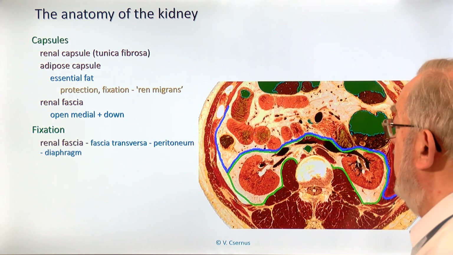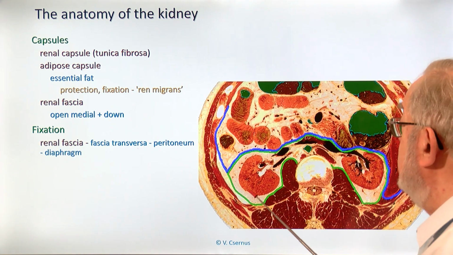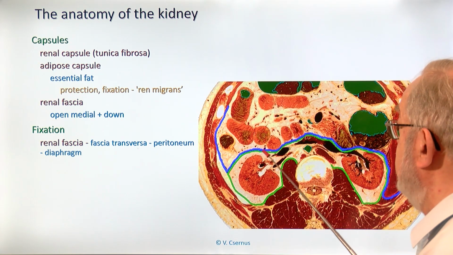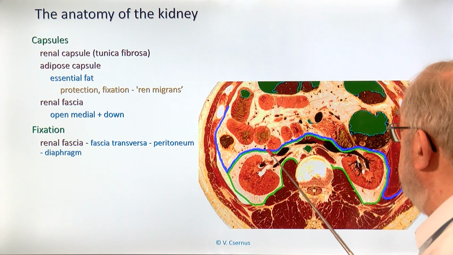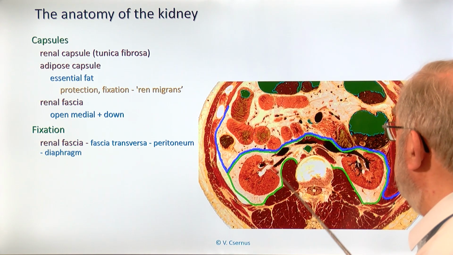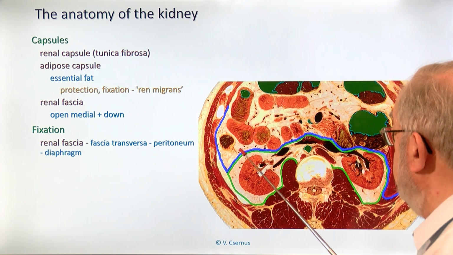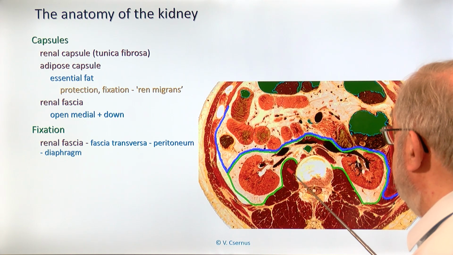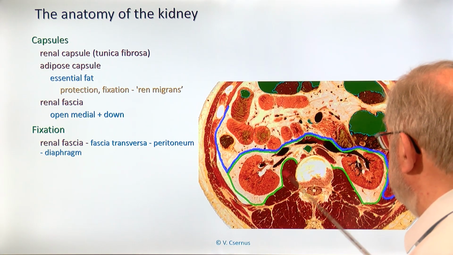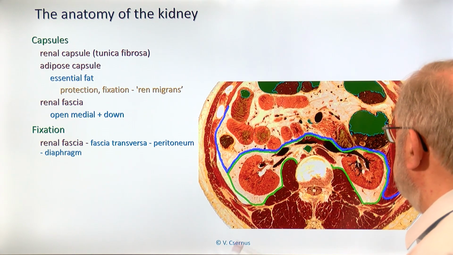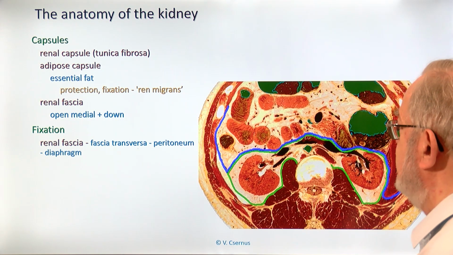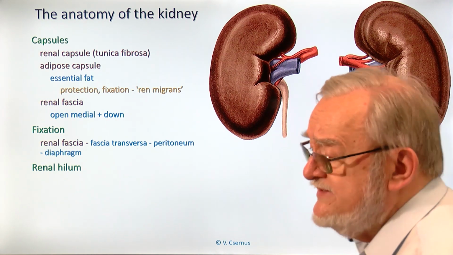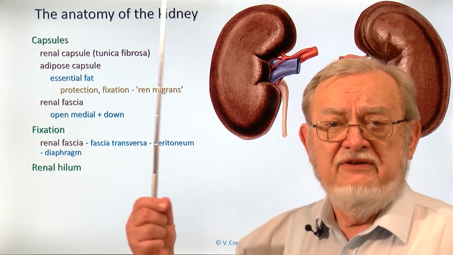Fixation. The fixation of the kidney is through the kidney capsule. The outermost element is the renal fascia, which is fixed to other elements. Anteriorly, we have the peritoneum, which is fixed. Laterally, back and medially, this is the fascia of the muscles, fascia transversa, and the fascia of the other muscles which surrounds the kidney.